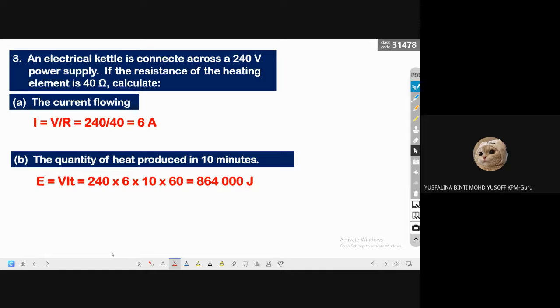Okay, V is 240 volt. Then R is equal to V over I, so you can find your I there. You just substitute in the formula. Or you can just straight away use this formula, E is equal to VIT. Then you get the answer.